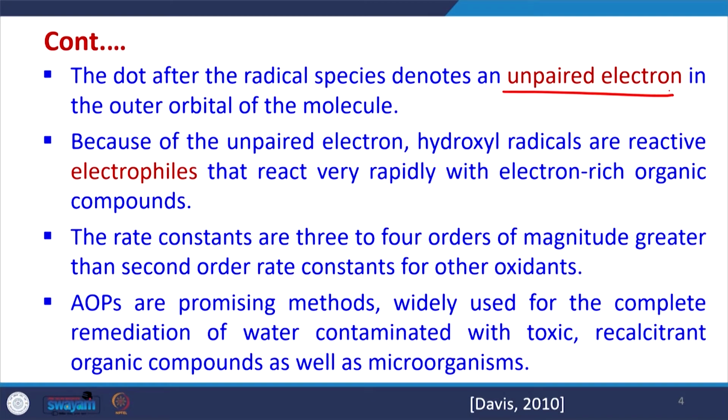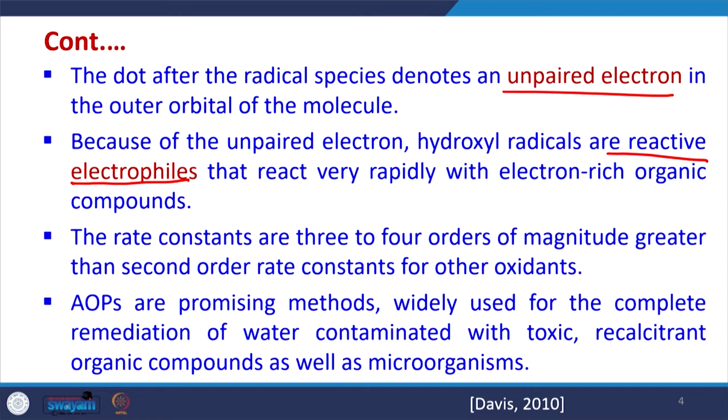So, the dot after this radical species denotes the unpaired electron in the outer orbit of this molecule. Now, because of this unpaired electron, hydroxyl radicals are highly reactive electrophiles. They will react very rapidly with electron-rich organic compounds. Because it has a deficit of electrons, it is always looking for that electron. So, it will always attack organic compounds which have high electron density, and because of that it will react and slowly break that compound.